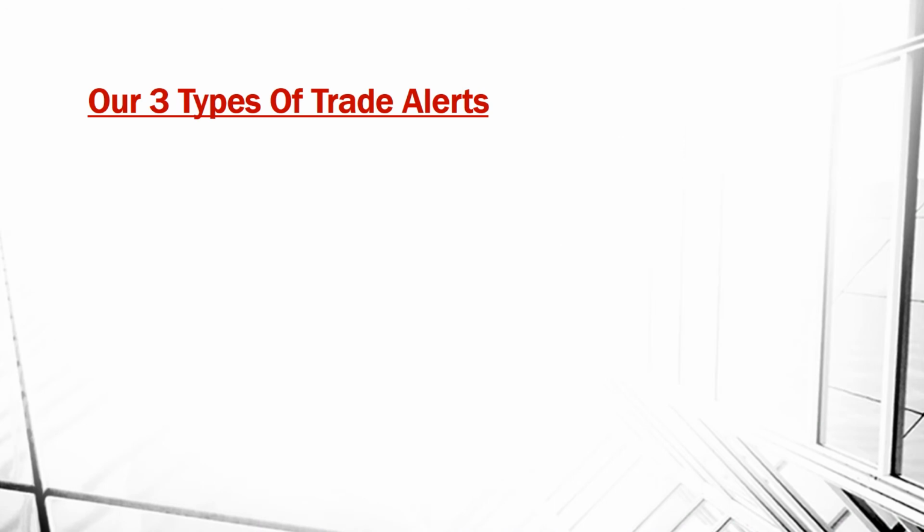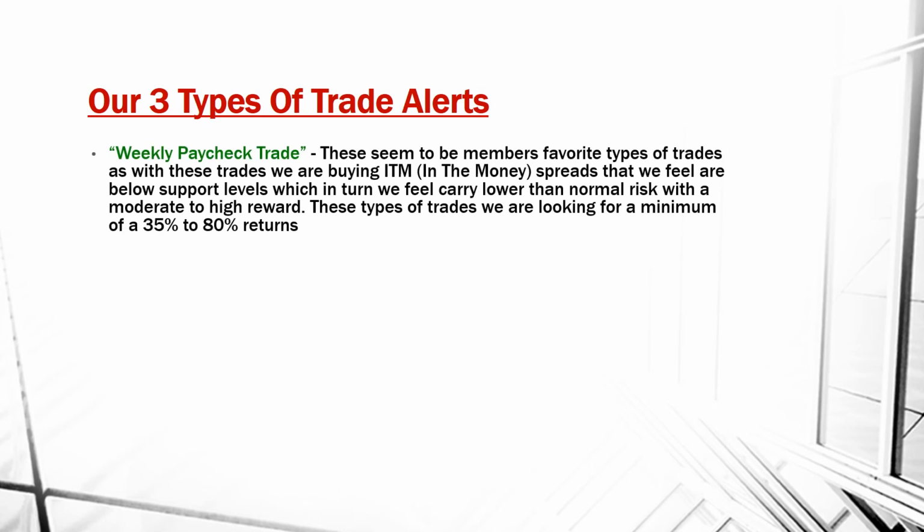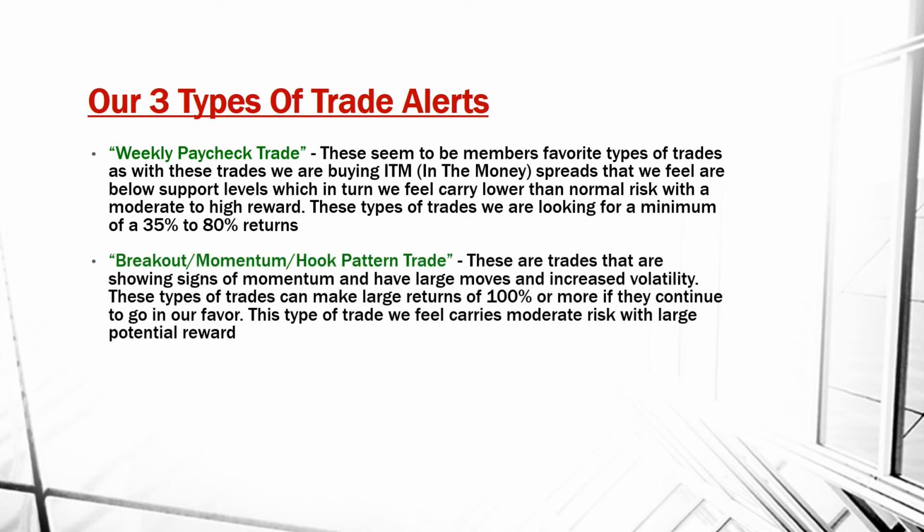Our 3 types of trade alerts, and this is important. Our 3 types of trade alerts consist of a weekly paycheck trade. These seem to be members' favorite types of trades, as with these we are buying in the money spreads or calls that we feel are below support levels, which in turn we feel carry lower than normal risk with moderate to high reward. These types of trades, we are looking for a minimum of 35 to 80% returns, but that could change. And as I said, on the trade details, when you get a trade alert, in the emails, they will tell you specifics about that trade.